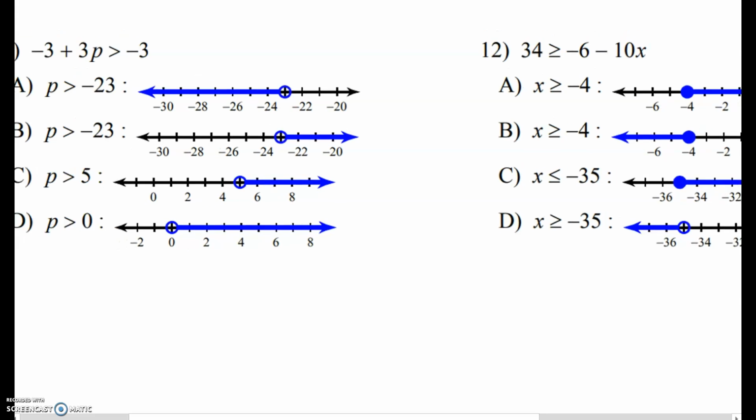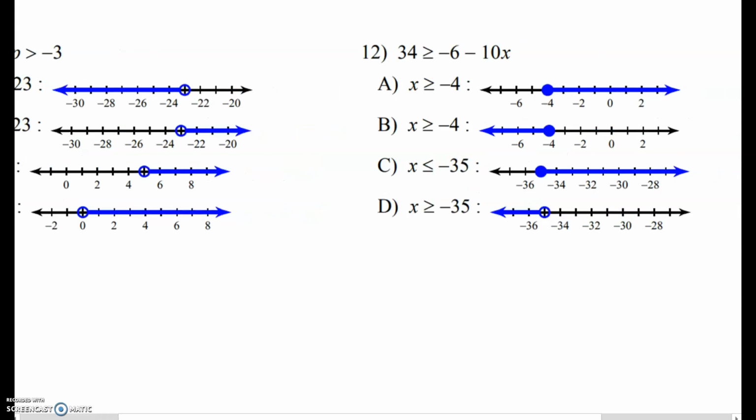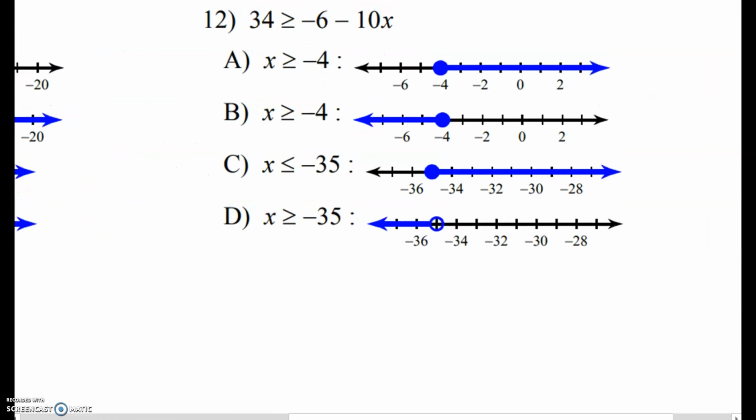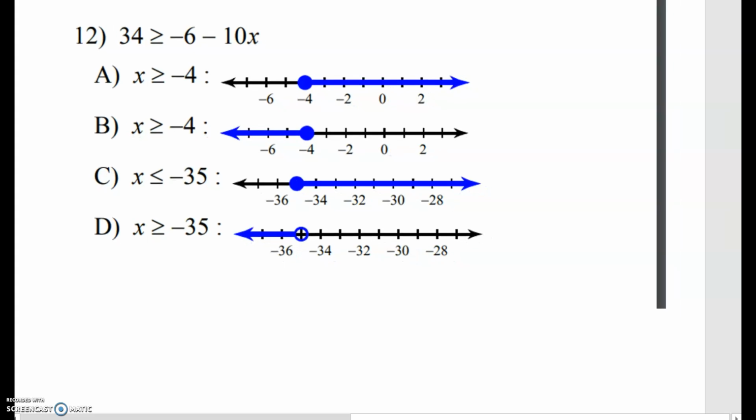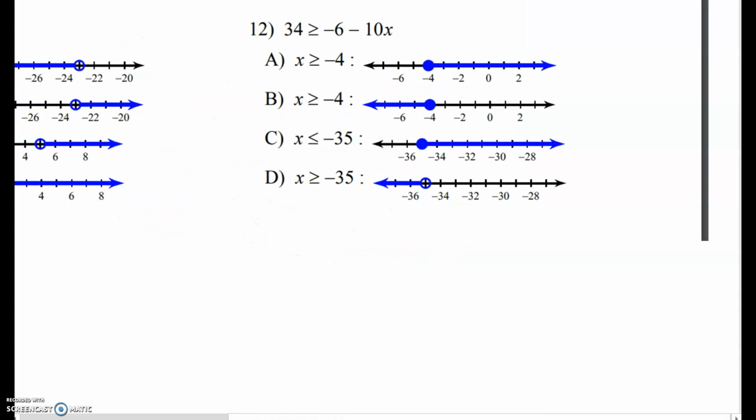All right. Let's look at number 12. Number 12 looks a little tougher. I'm going to try and make it so we have enough room so I can write. We have 34 is greater than negative 6 minus 10x.